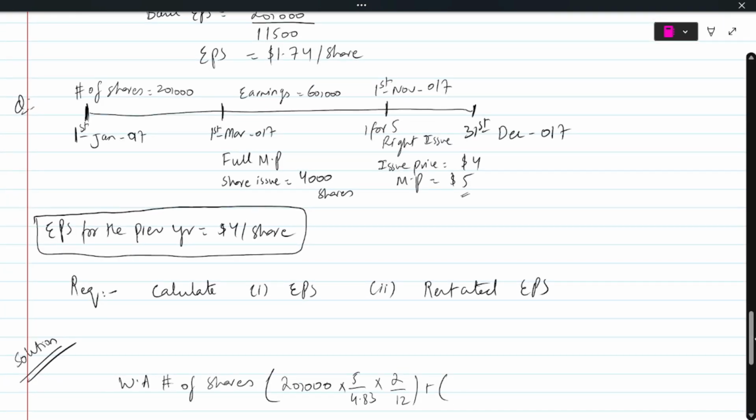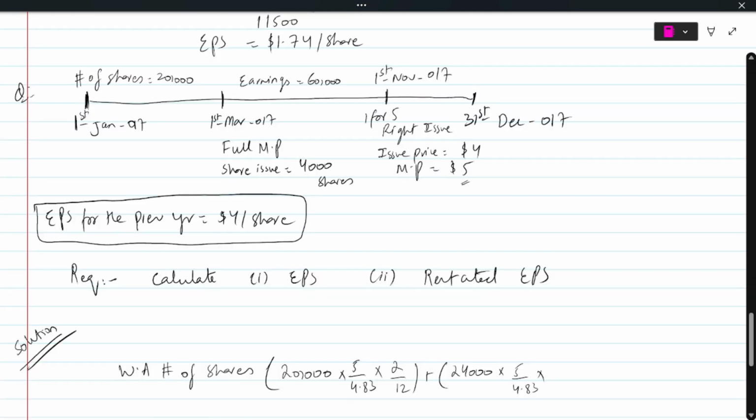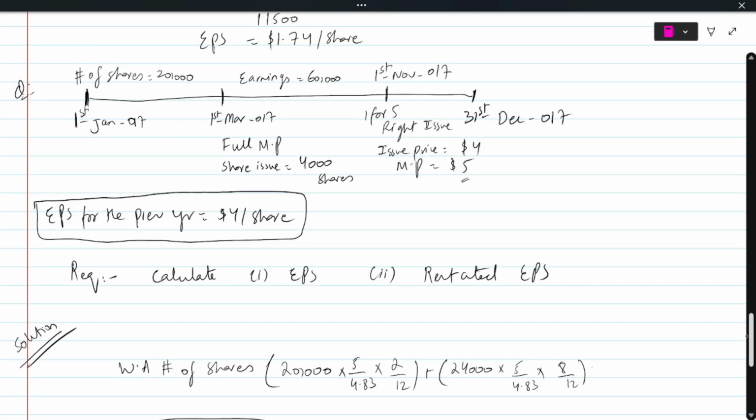Now there was full market price share issue, which gave us 4,000 new shares. So 20,000 before, 4,000 new, that's 24,000 shares. So 24,000 into, will I multiply it with bonus adjustment factor? Yes, I will. Why will I not? Because see, we are standing over here at 1st March and it's still before the right issue. So yes, you are going to use the bonus adjustment factor. Okay. So 24,000 into 5 over 4.83 into 8 over 12, because from 1st March to 1st November are 8 months, right?